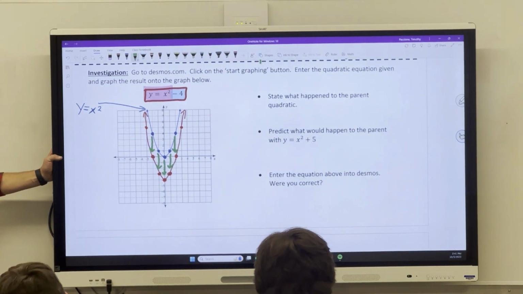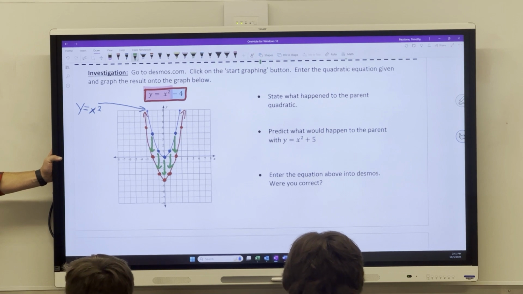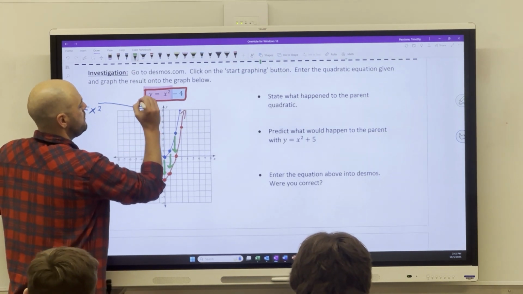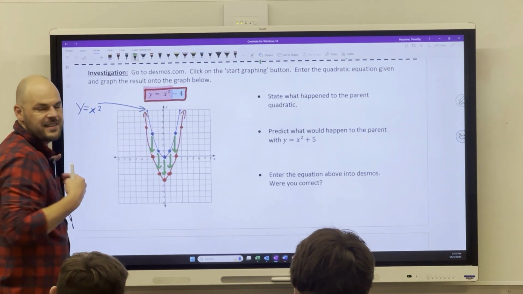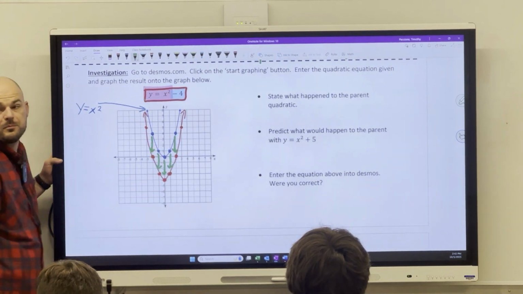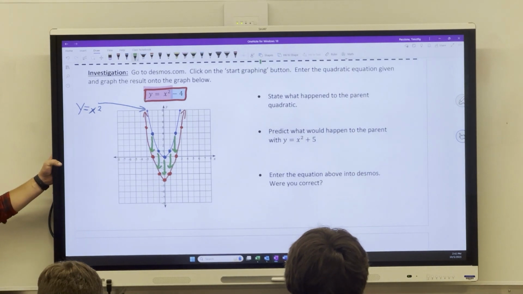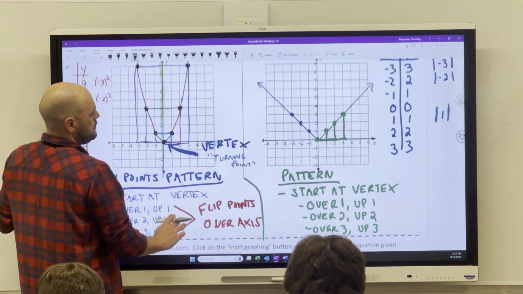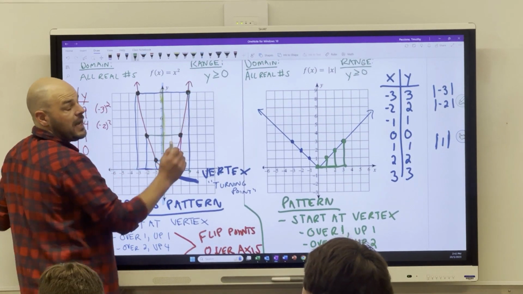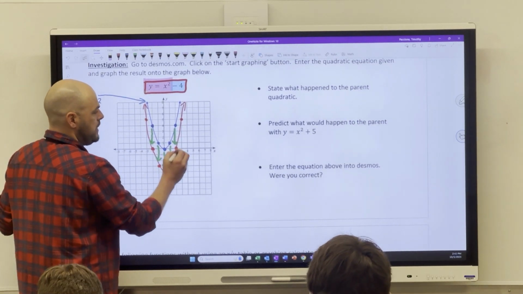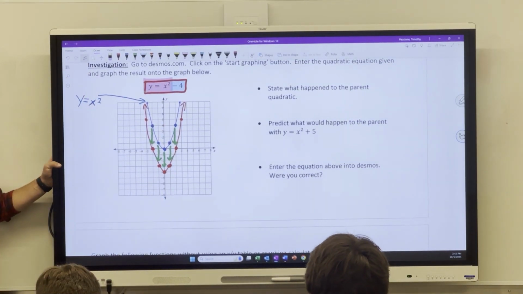Yeah? But the red ones up there, how do we get them? Oh, I knew they were there because I knew there were points up there. I guess I shouldn't have added those because that was just me. Remember, because of the pattern, over 3 up 9. That's how I knew. Remember the pattern from up above. Over 3 up 9, right? Over 3 up 9. That's how I knew, okay?